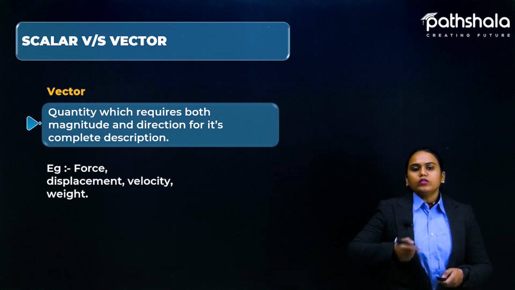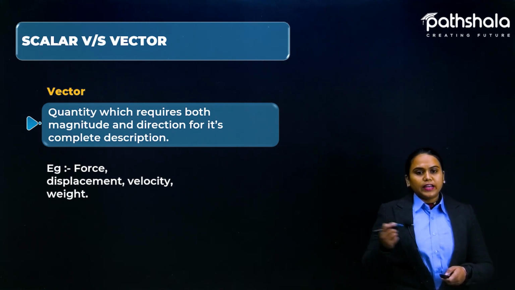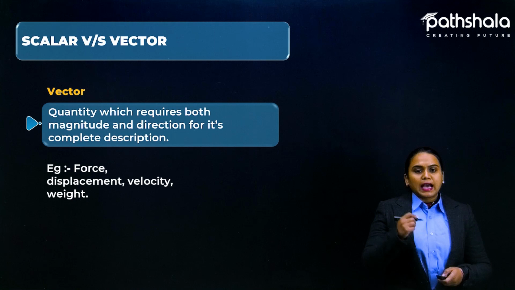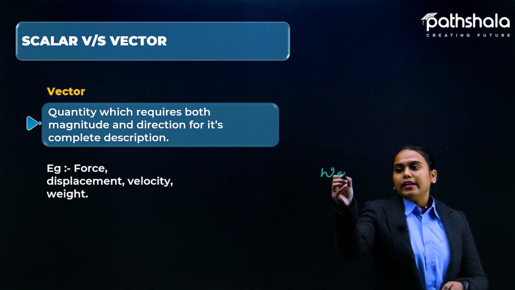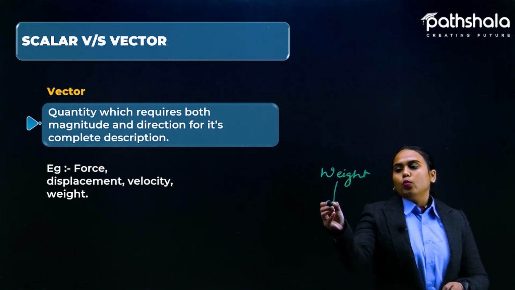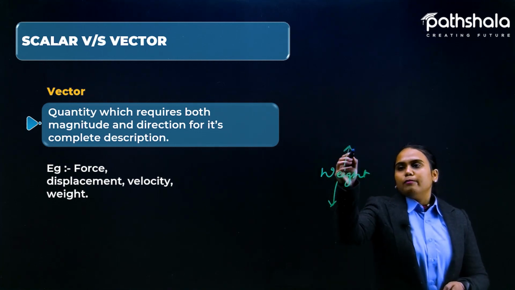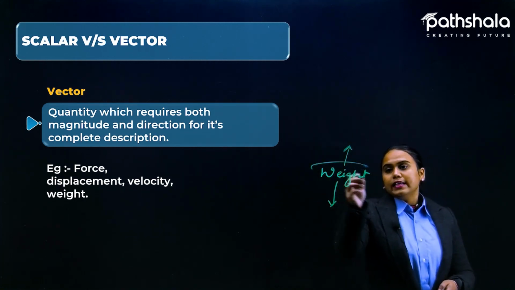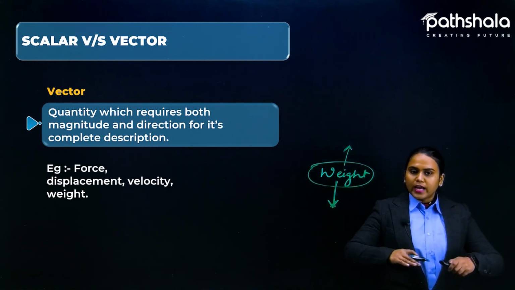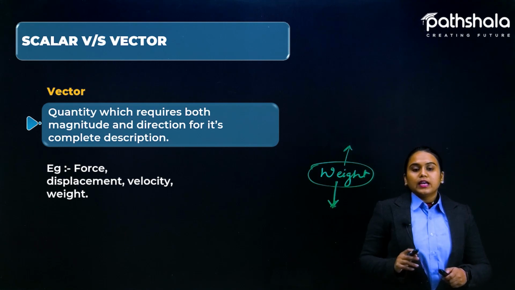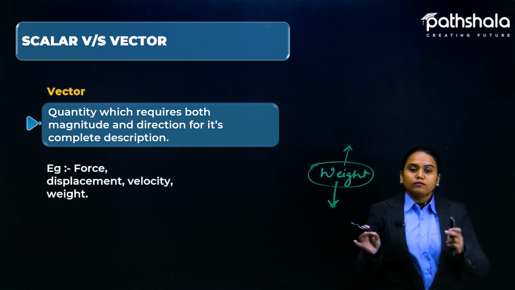Now weight, how is it possible that weight could be a vector quantity? Why are we saying that weight is a vector? Is direction included in it? Yes, of course, because whenever you provide weight, you provide it in the downward direction. Am I right? Weight will never be observed in the upward direction. It is always in the downward direction. So here direction is included.